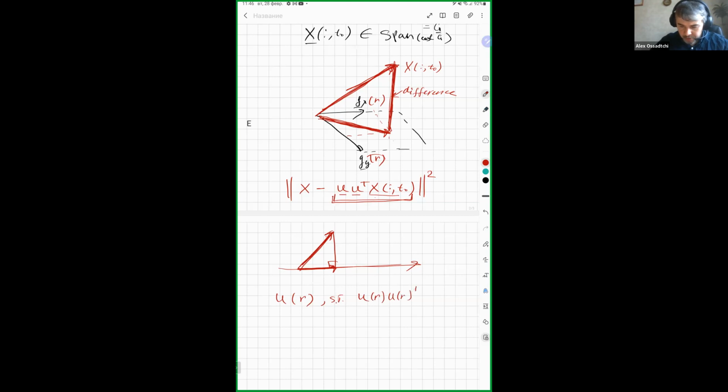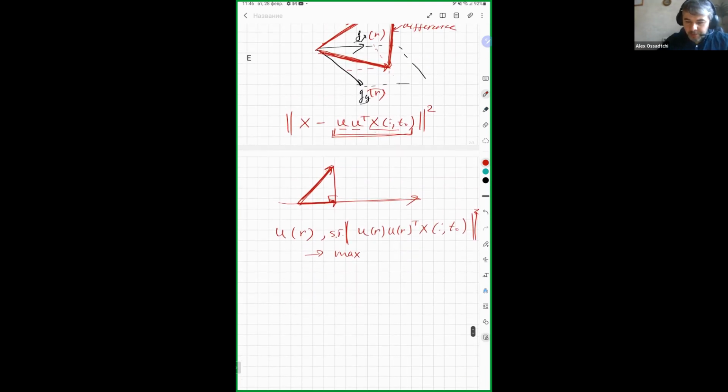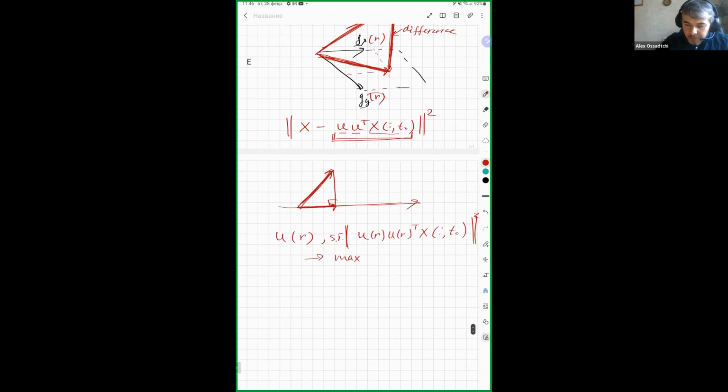U of R transpose x at t0, squared, is maximized. So basically the norm of this vector is maximized, okay? I want you to understand this, because it is very important. Let's look at what this is. This is simply the notion of projection. I don't know how familiar you are with it, but this is important, so let's spend some time on this.